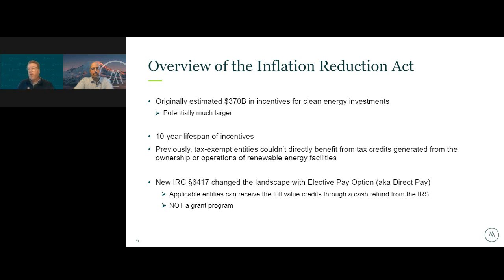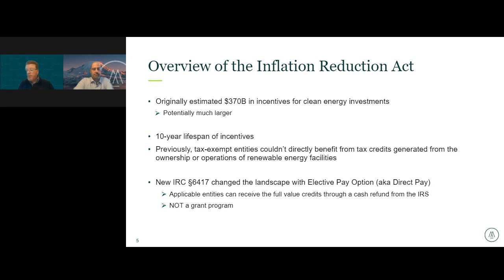As it turns out, over the last year or so, when other financial institutions and banks have looked at this and reviewed it, it's more realistic to consider that there's probably between $1 to $2 trillion in potential incentives over a 10-year period for businesses and industries that are going to invest in this particular space.